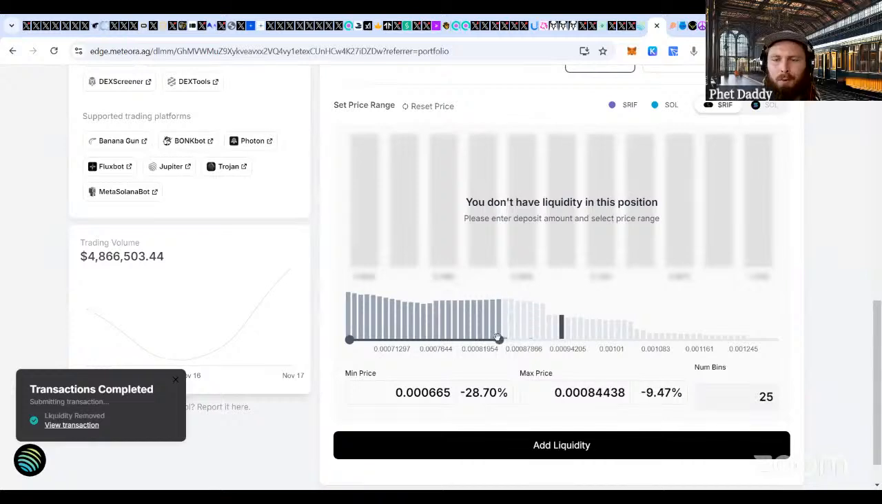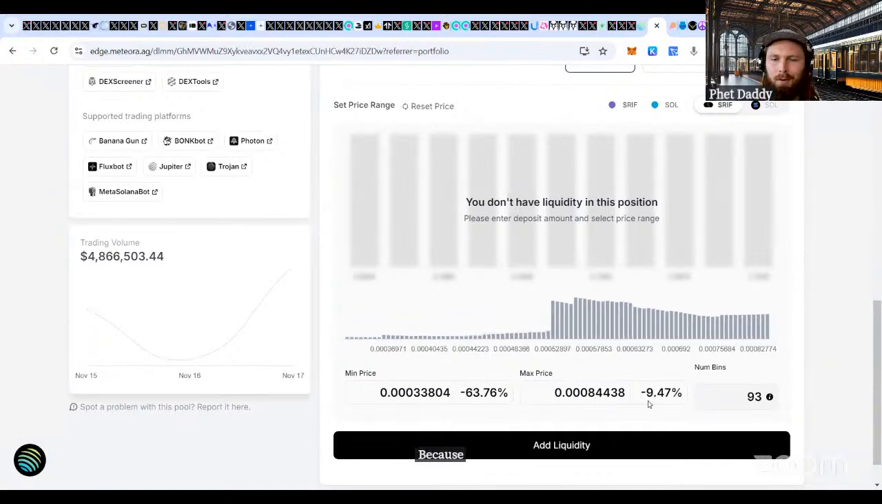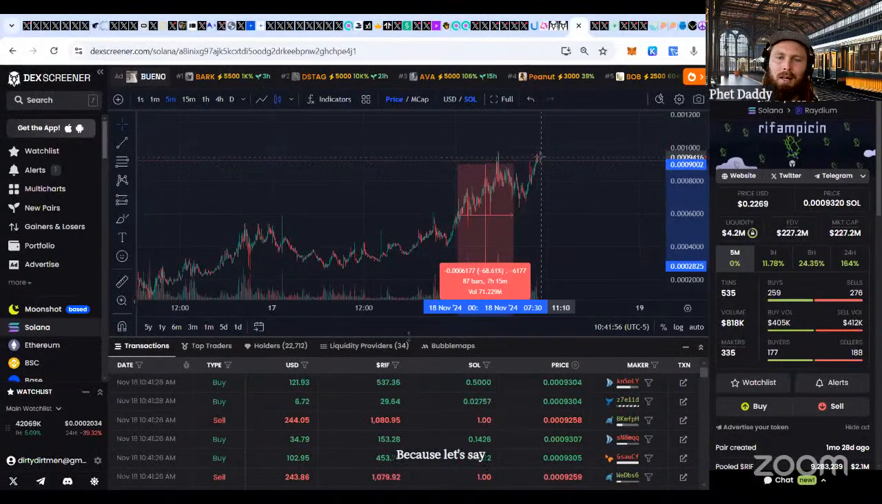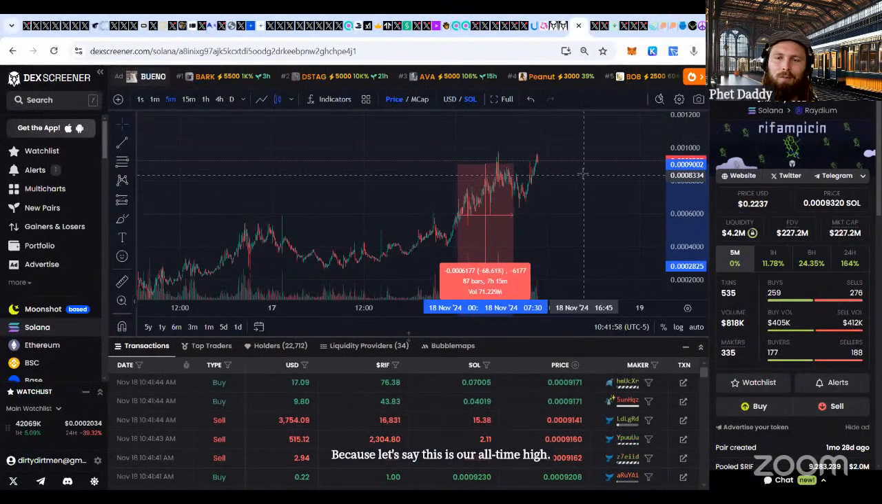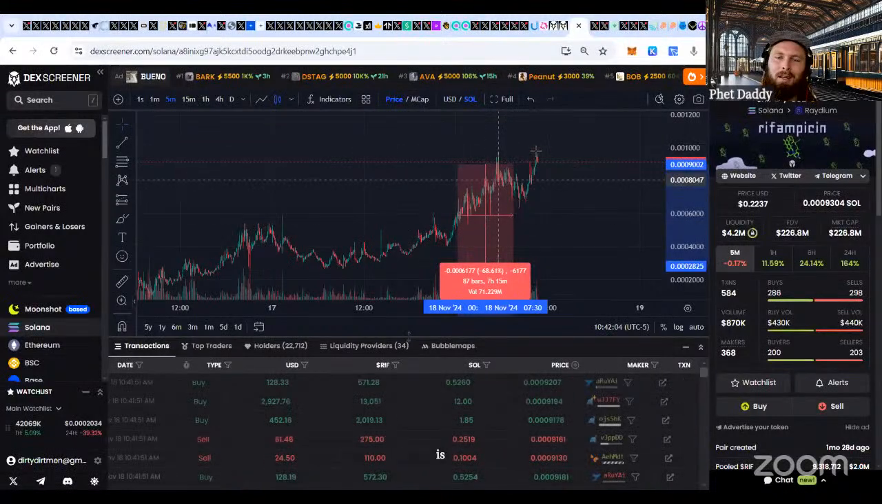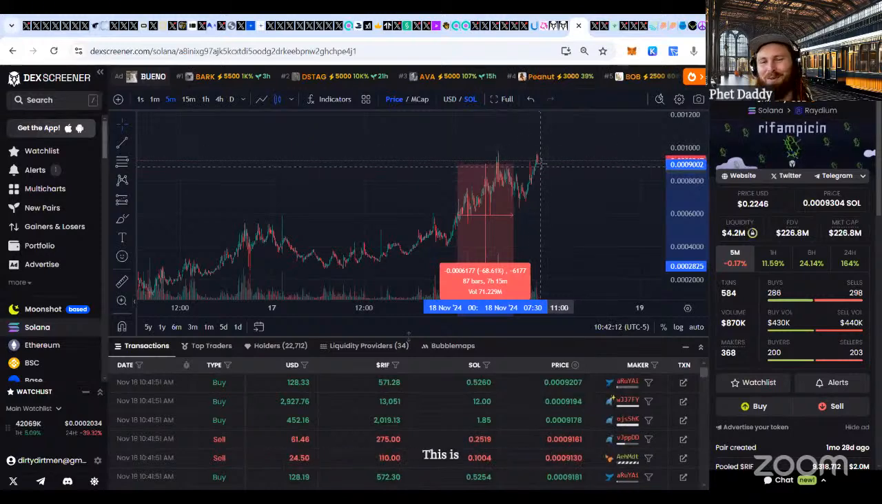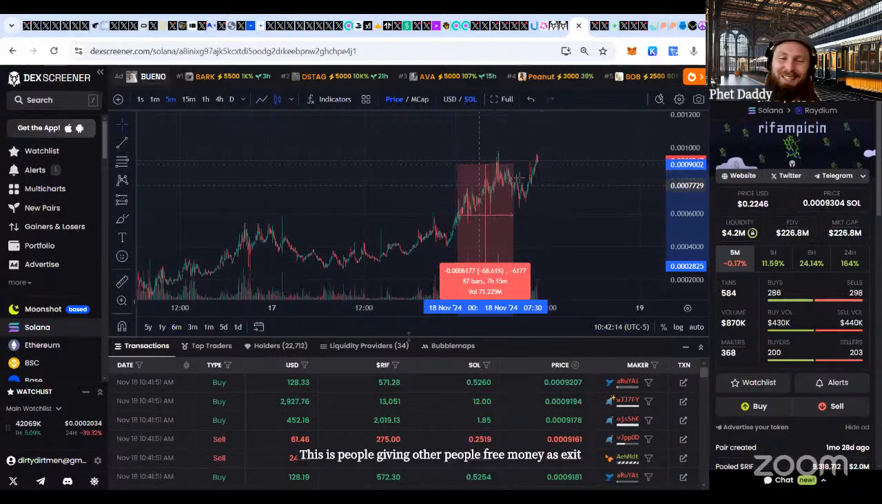I found that going minus 10% is really good, because in most cases that prevents you from getting IL. Let's say this is our all-time high. We'll see a secondary movement, but a lot of times they don't go all the way back up. This is kind of like a double top formation. This right here is the true all-time high, and this is our secondary movement of people essentially giving other people free money as exit liquidity in most cases.